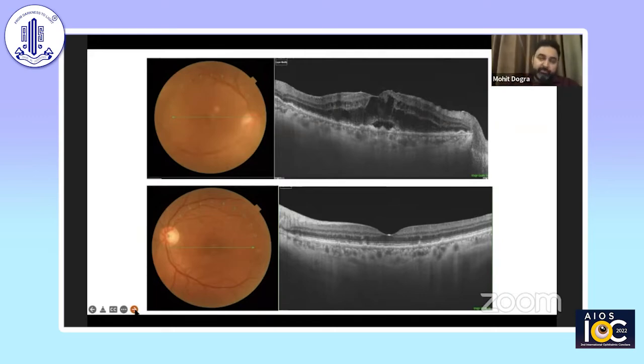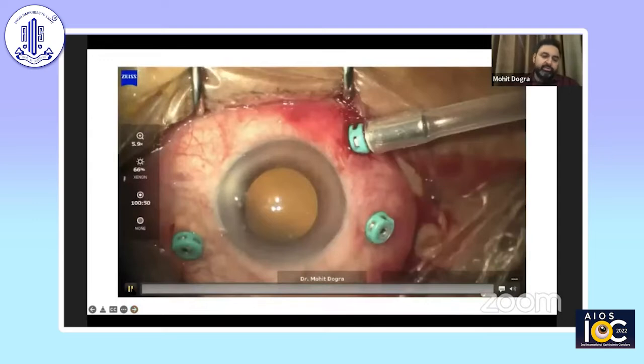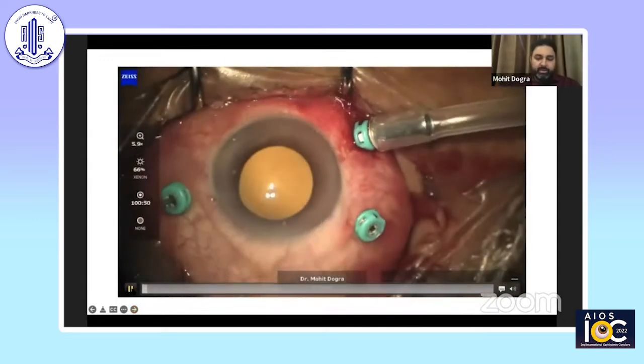As we have seen a few patients, and Dr. Jose Pulido has also reported a few patients in which lymphoma actually presented with CME. So this is actually what the patient had. So again, this patient was also taken up for a diagnostic vitrectomy, and this is how it happened.